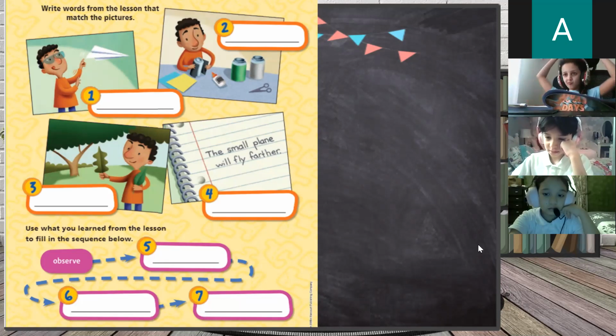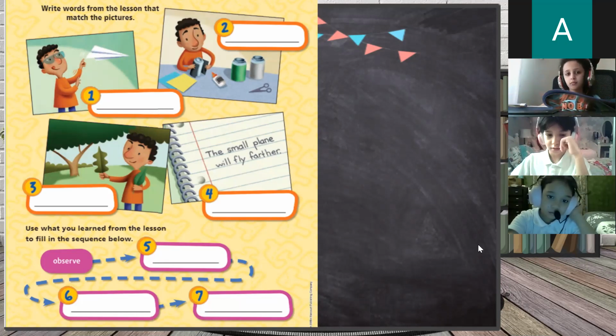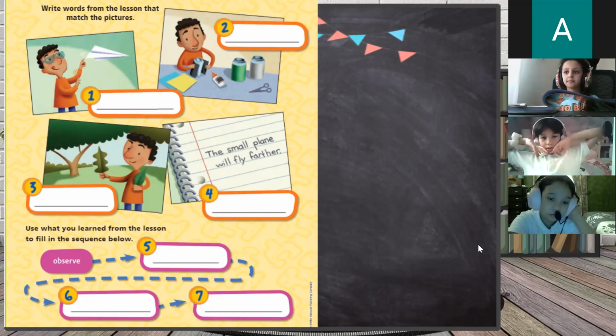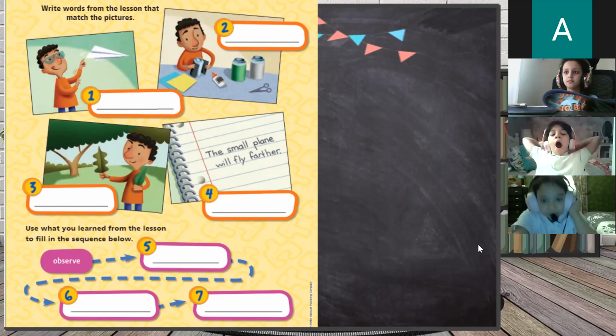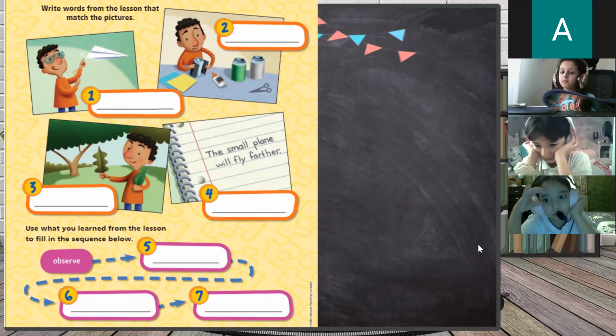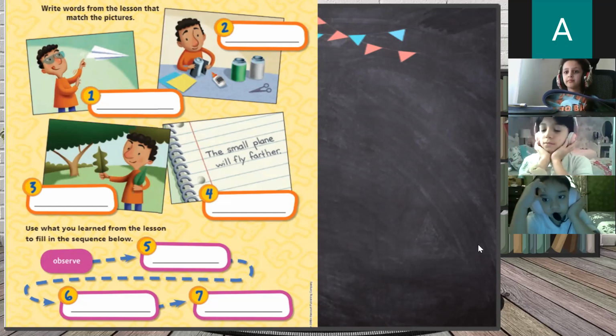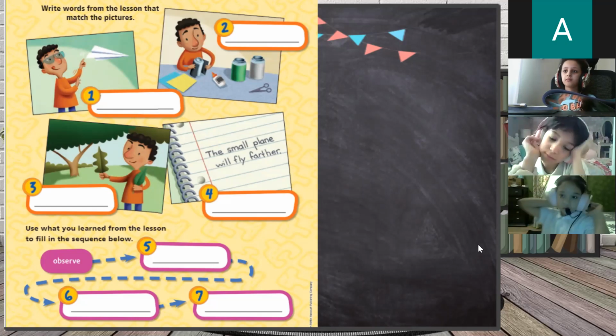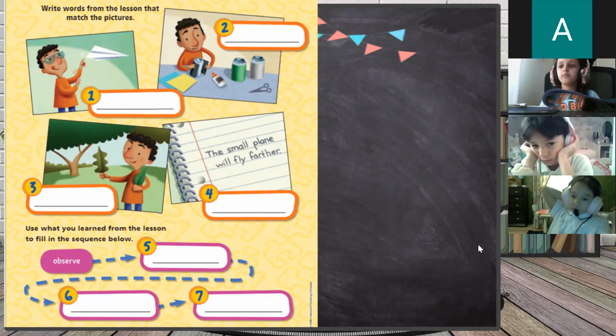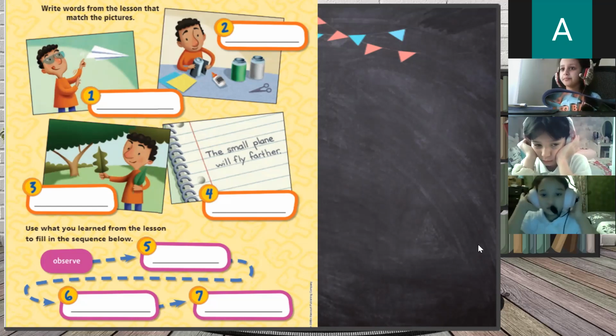Number four, the small plane will fly farther. Is this a statement? Rima, Maria, are you there? Yes, this is a statement. Good. What is it about? Are they making a conclusion, or maybe giving a hypothesis or inferring? Hypothesis. Good job.